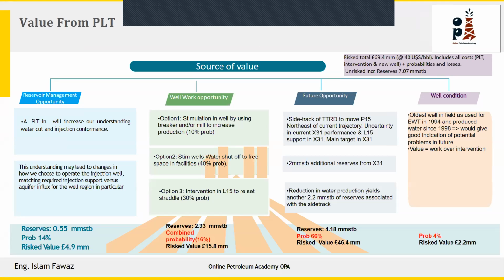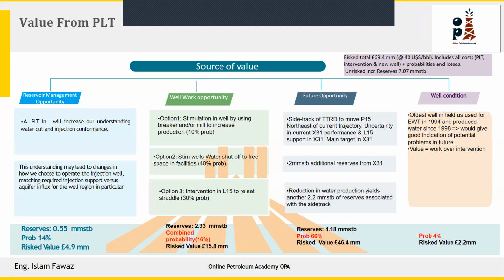So we need to run a PLT, runnability for the well. So why? Because we have a management opportunity here. When we run it for this well, it will increase our understanding as the water cut increases for this well. So we need to reduce the injection from this well. This is for injection and production conformance.